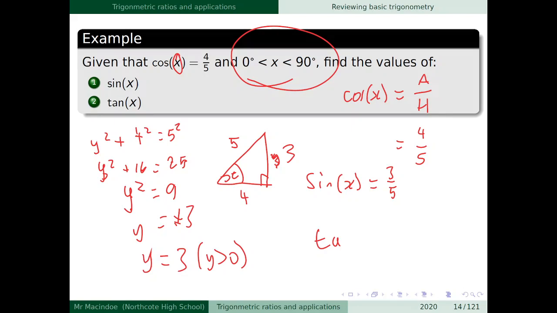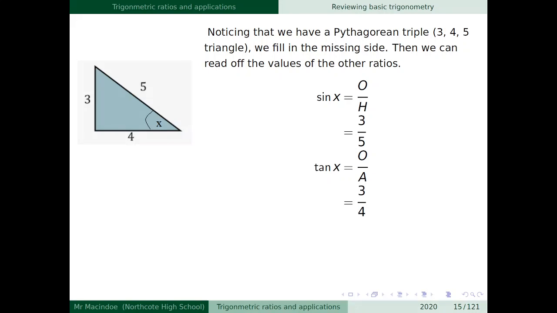Likewise, tan is quite easy to get. Tan of x, well, that's opposite over adjacent, so it's 3 over 4. Again, we're expecting it to be positive because we're in the first quadrant. Fair enough. So yeah, let's have a look at another one.